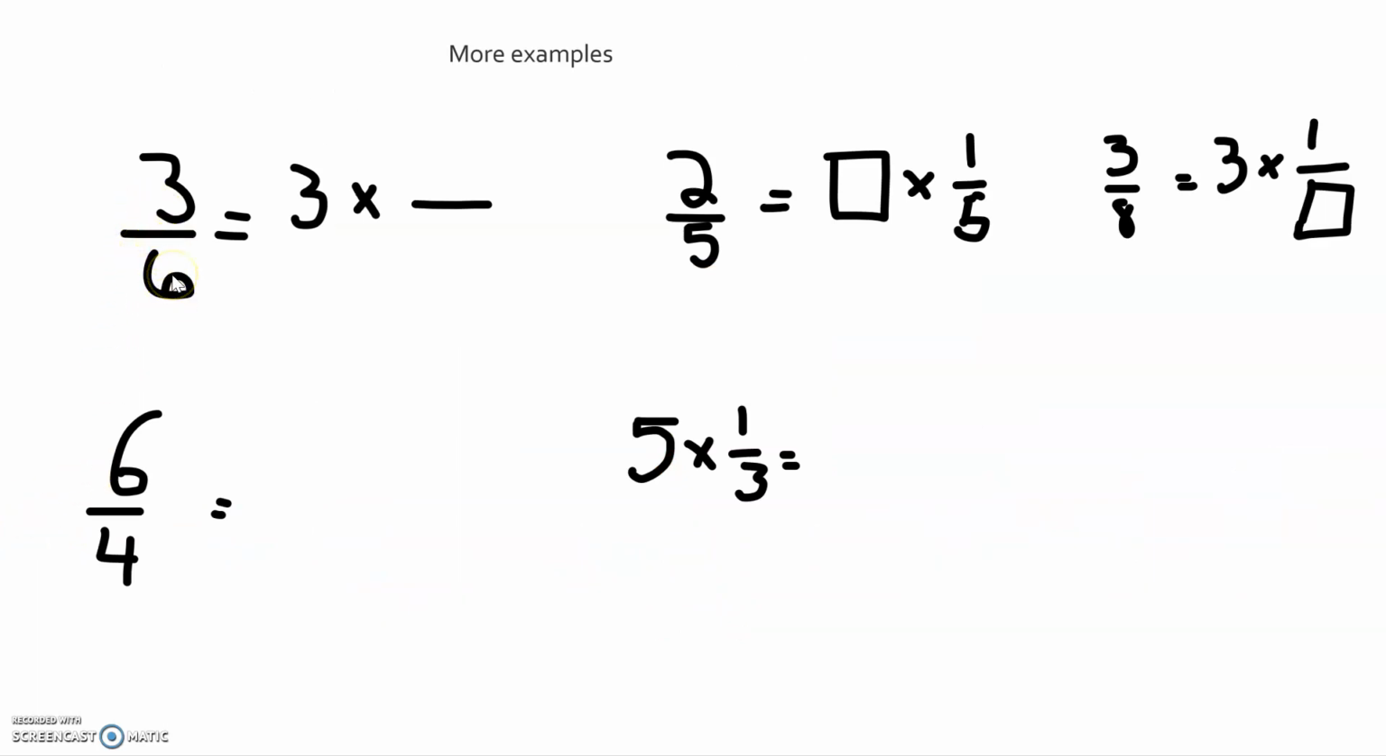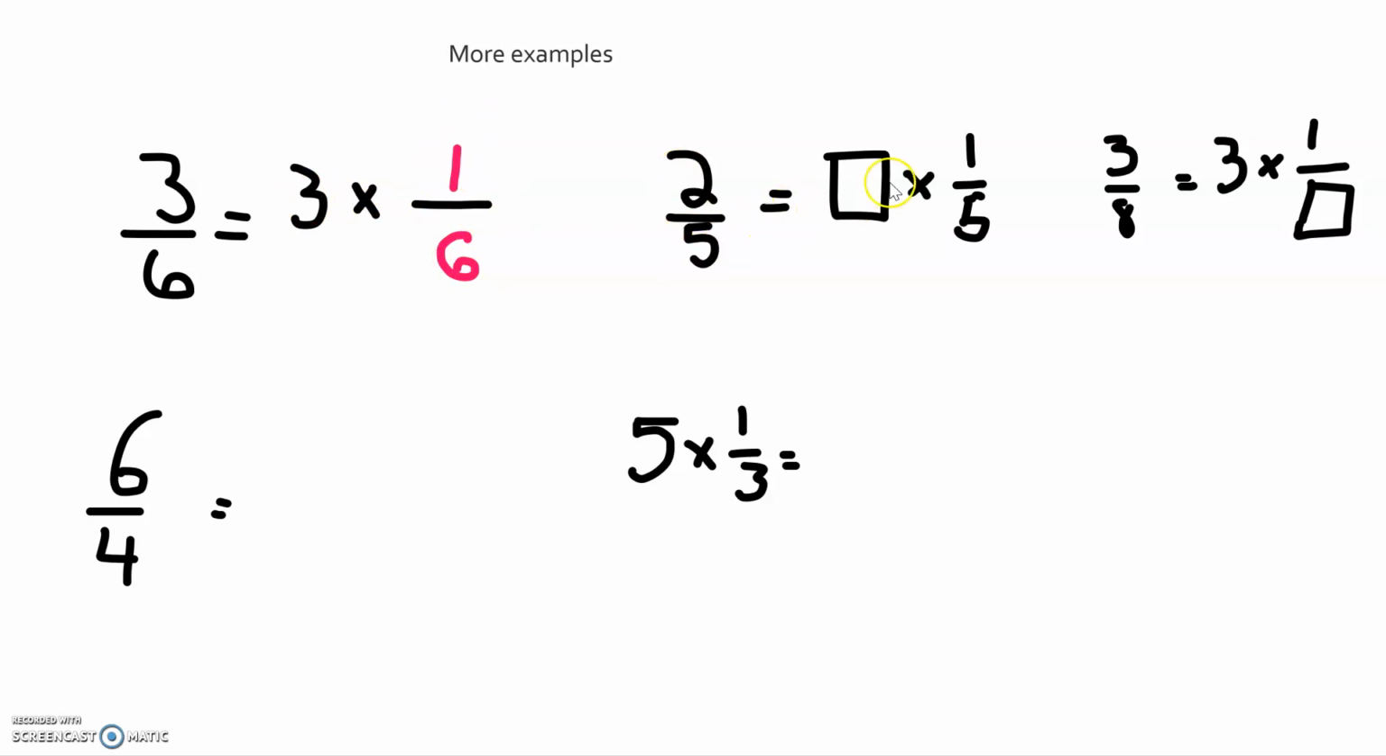3/6, which is a fraction, is going to be equal to 3 times what unit fraction? So because my denominator is a 6, this is going to stay a 6. And remember, when we're multiplying, unit fractions always have a 1. So 3 times 1/6.